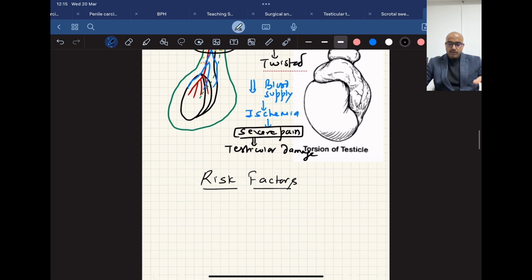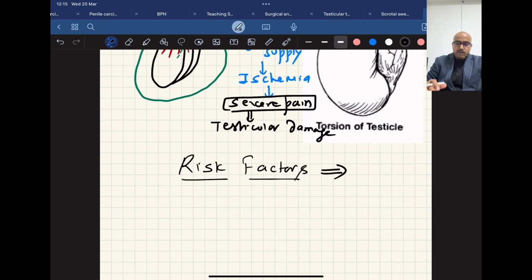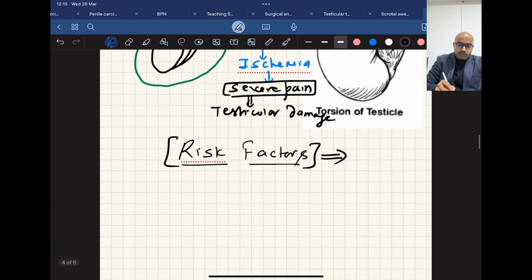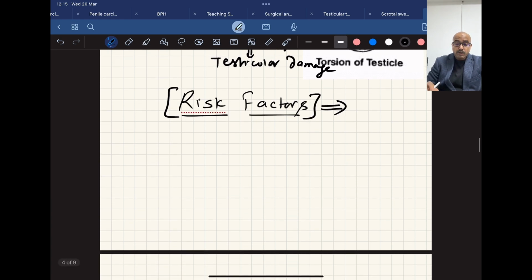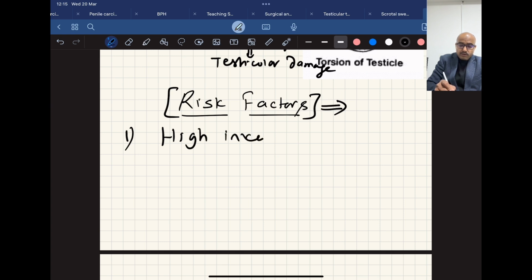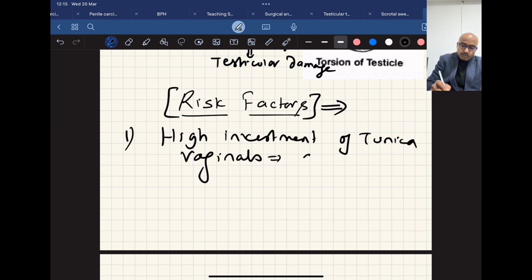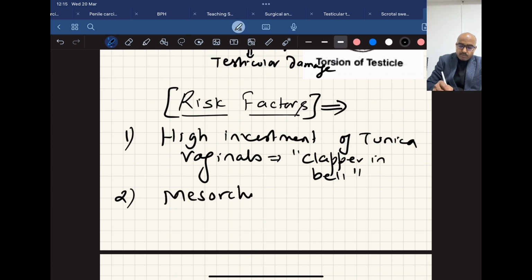Okay, it's important. So see, not all males will have this disease, right? So there are some risk factors that lead to this disease. Okay, before that you have to understand the risk factors. Number one, if there is high investment of tunica vaginalis, it leads to the bell clapper phenomenon. I'll explain what that is. The second one is whenever there is a mesorchium present.